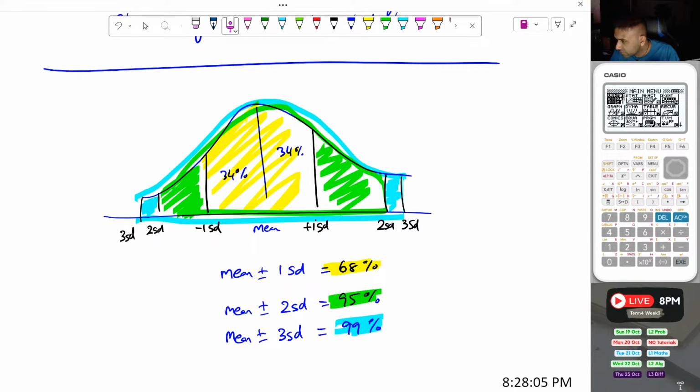I think this is the first probability tutorial that I'm doing. When was the last one? 29th October. Yep. Settings.